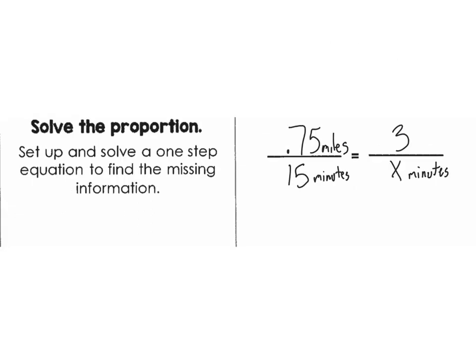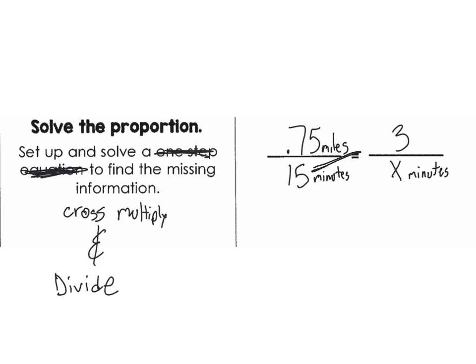So now we need to solve the proportion. And we're going to do that not by this one-step equation, so you can mark that out. And we are going to write in cross multiply and divide. So now we are going to cross multiply, so we multiply 15 and 3. So 15 times 3. 5 times 3 is 15. 3 times 1 is 3, plus 1 is 4. So we get 45, and that goes right up here.